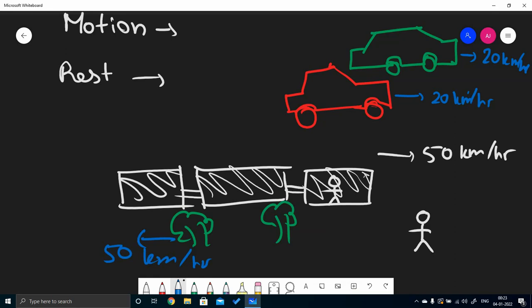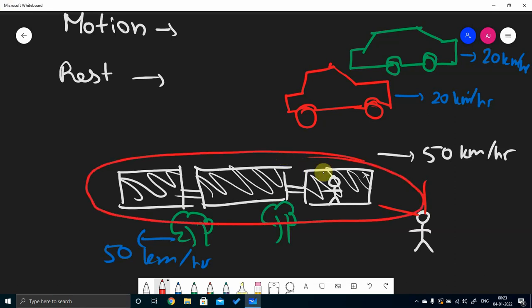So now let's talk about this guy. From his perspective, from his vision, okay, that's vision, that's not laser shooting out of his eyes, that's his vision. So what he would be seeing is that this entire train, along with this person, is moving forward with a velocity of 50 kilometers an hour. That's what he would be noticing.